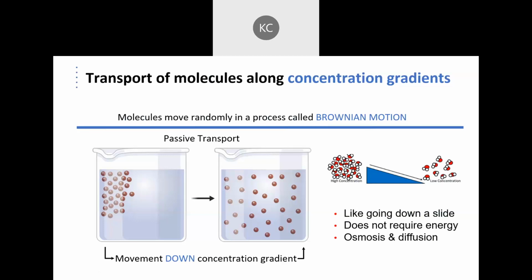So we move down the concentration gradient from where we're highly concentrated to where we are not as highly concentrated. And we're going to talk about something called osmosis, and we're going to talk about something called diffusion. So this is passive transport, the passive movement of ions.